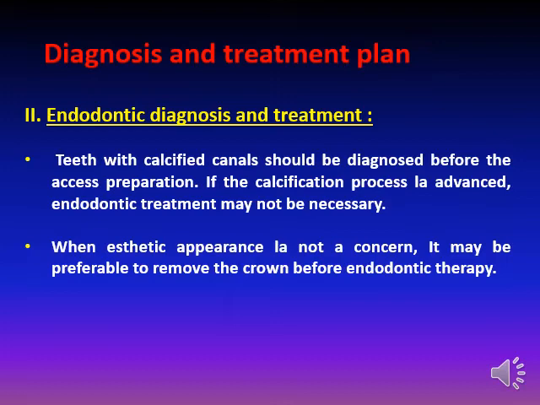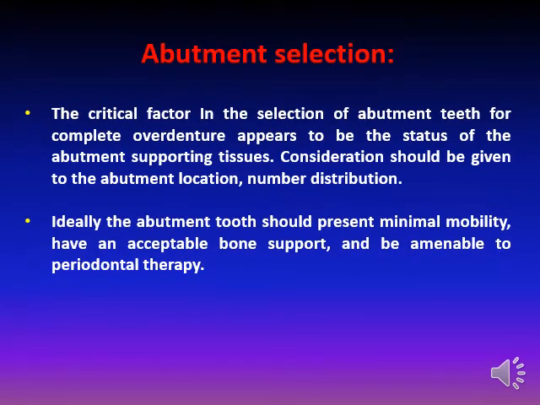If the aesthetic is not important, we can remove the crown before endodontic therapy. Abutment selection. The critical factor in the selection of the abutment teeth for complete overdenture appears to be the status of abutment supporting tissue. Consideration should be given to the abutment location and the number distribution.